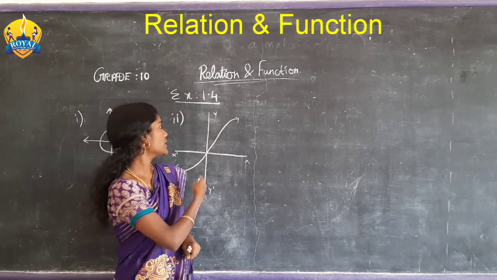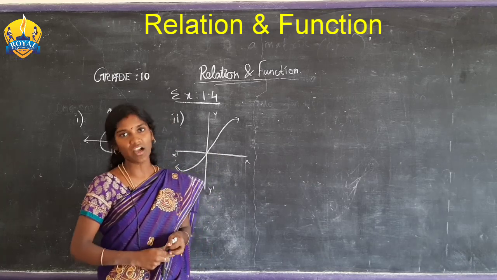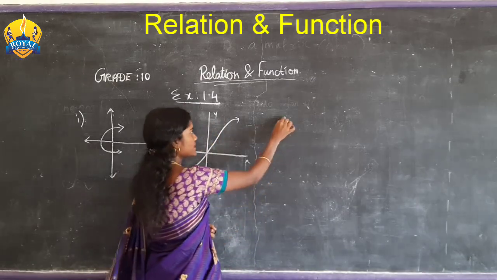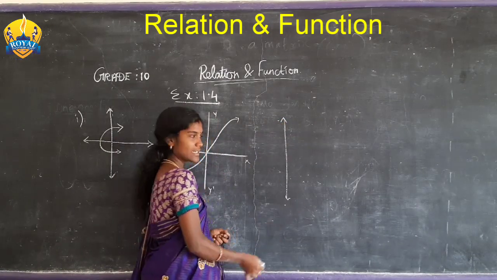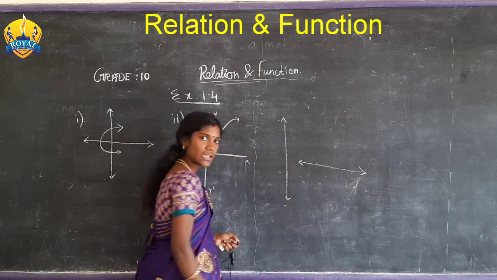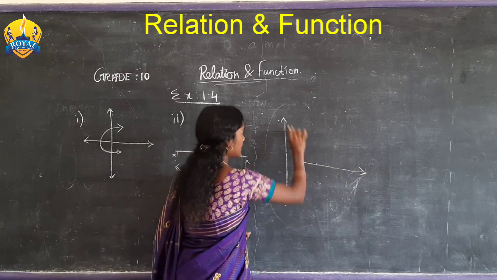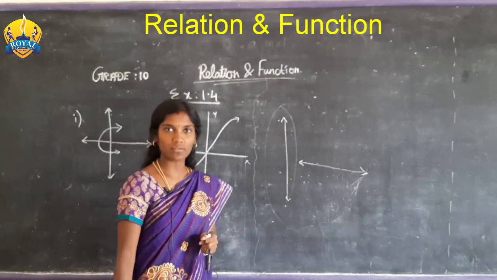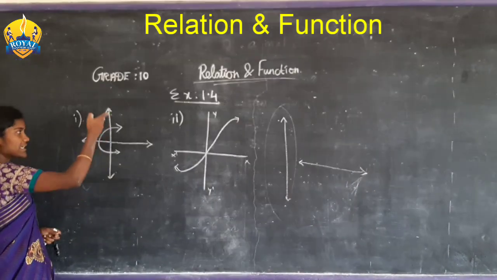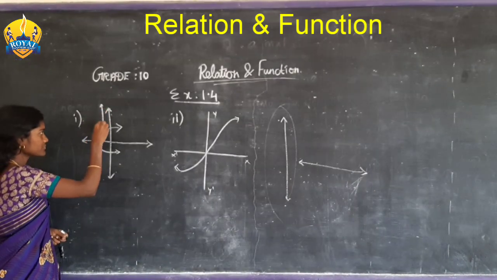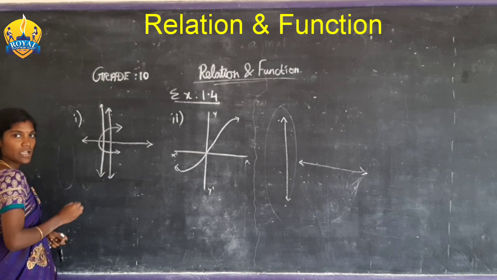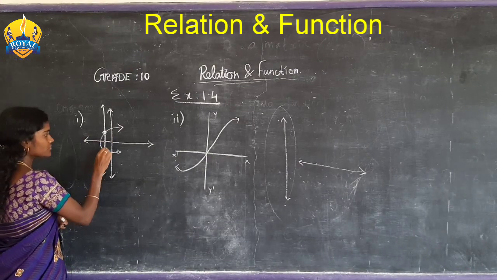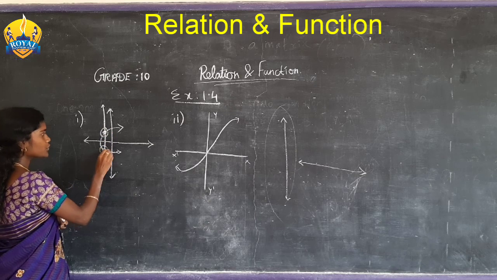We find out which one is a function or not a function by using a vertical line. Vertical line means this is called a vertical line and this is called a horizontal line. By using vertical lines, I am going to find out which one is a function. Here I will draw a vertical line through the curve. Here this vertical line meets the curve at 2 points. Here 1, here 2.